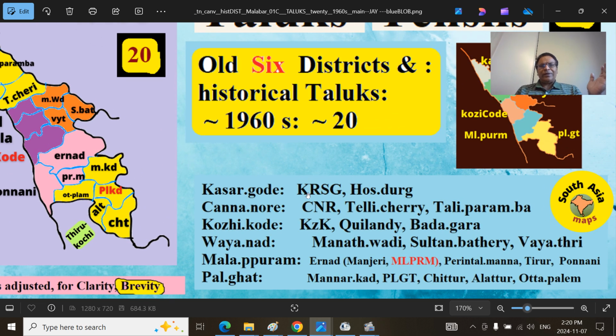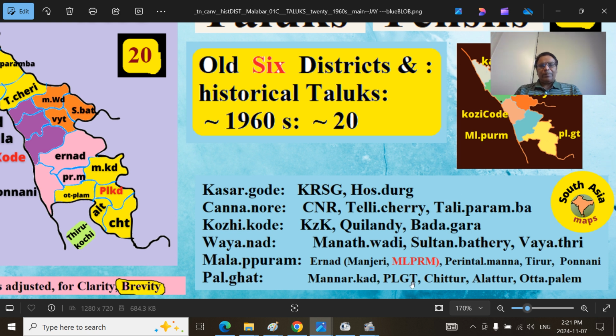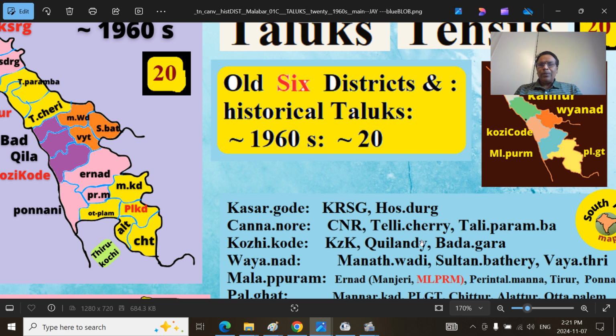Kasargode district, Kasargode, Hosdurg, Cannanore, Tellicherry, Taliparamba, Kozhikode, Quilandy, Badagara, Wayanad, Mananthavadi, Sultan Bathery, Vythiri, and Malappuram, Ernad, that is essentially Manjeri area, Malappuram district headquarters, Perintalmanna, Tirur, Tanur and Ponnani, Palghat, Mannarkad, Palghat, Chittur, Alathur, Ottapalam.